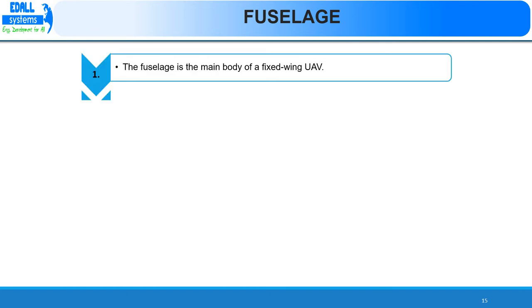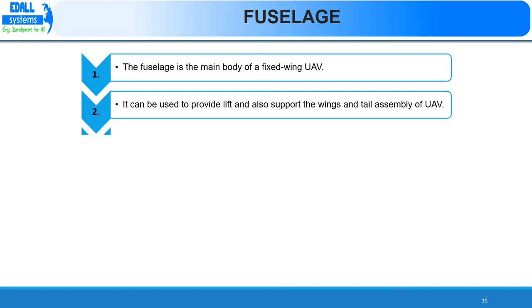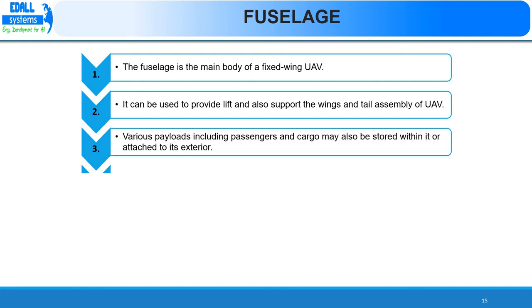The first component is fuselage. Fuselage is the main body of fixed-wing UAV. It provides lift and also supports the wings and tail assembly of the fixed-wing UAV. Various payloads including passengers and cargo may be stored within or attached to the fuselage exterior.